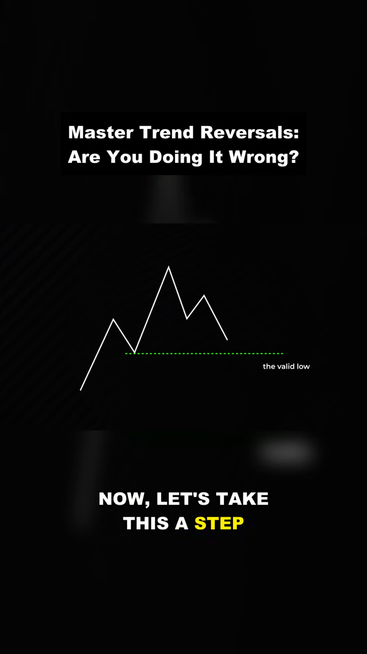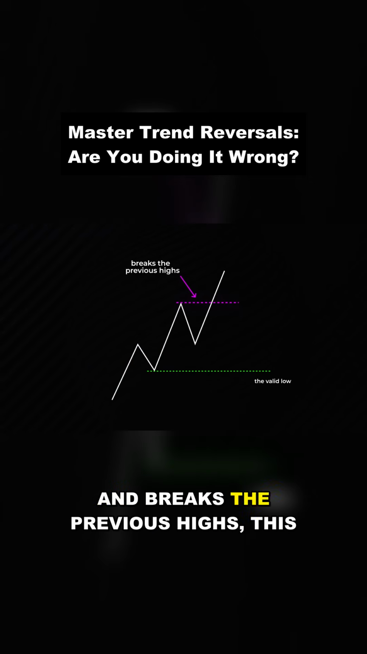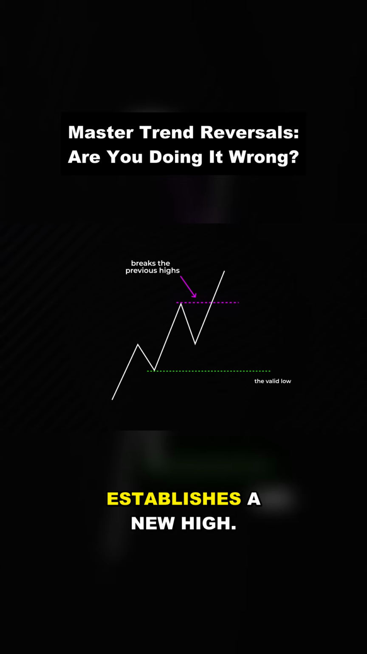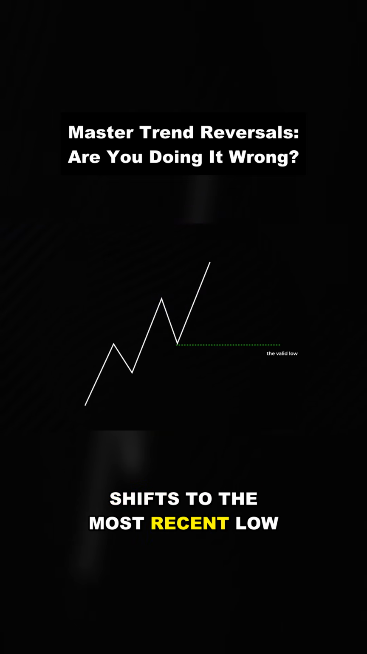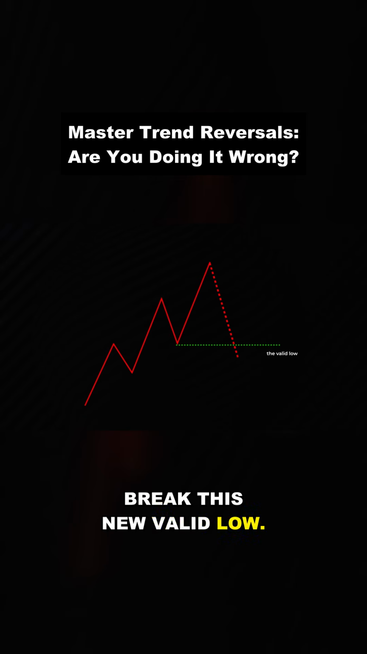Now, let's take this a step further. If the price instead moves up and breaks the previous highs, this establishes a new high. In that case, the valid low shifts to the most recent low before the breakout. And for the trend to reverse, the price would now need to break this new valid low.